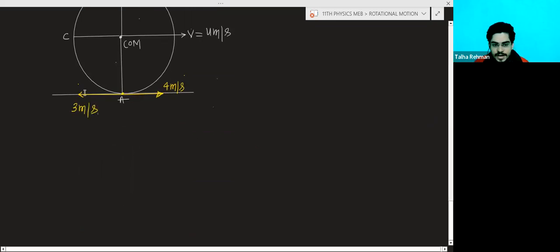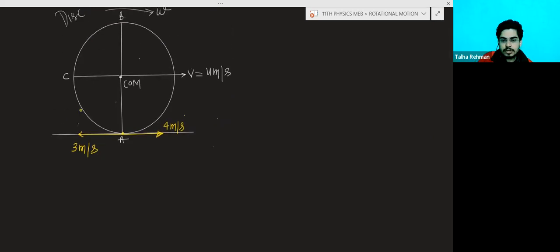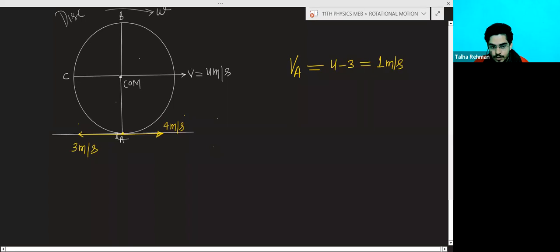Okay, so at point A, the net velocity will be 4 minus 3. So velocity at point A is equal to 4 minus 3, that is equal to 1 meter per second. Net velocity at point A will be 1 meter per second.